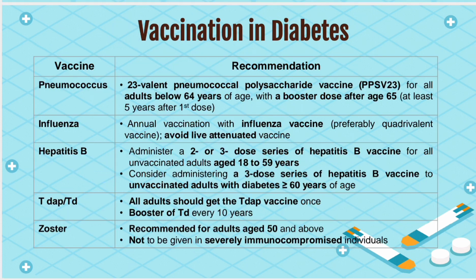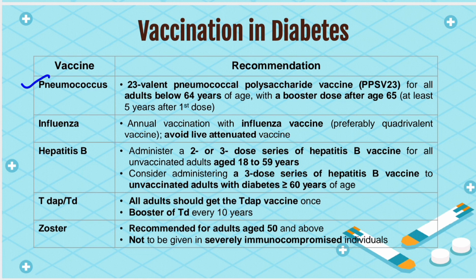Now let's discuss the vaccination recommendations in any patient with diabetes. Firstly, the pneumococcal vaccine. A 23-valent pneumococcal polysaccharide vaccine, PPSV23, is recommended to be given to all adults having diabetes below the age of 64 years, and a booster dose of this pneumococcal vaccine is to be given after the age of 65 years. But there should be at least a gap of 5 years between the first dose and the booster dose. Influenza vaccine should be given annually.